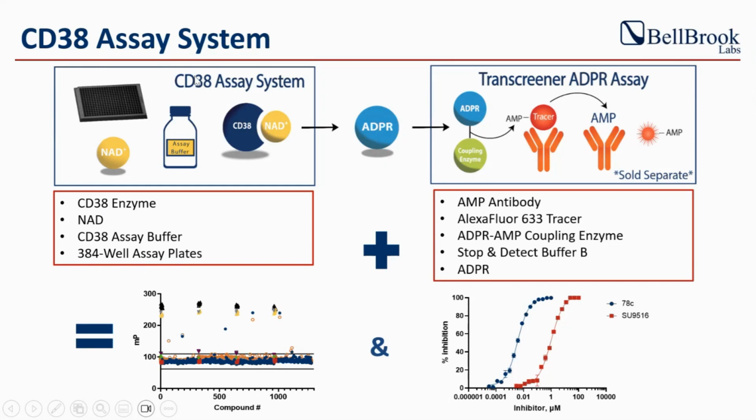And after the enzyme reaction is done, then you can use the ADPR assay kit where we have everything for detection: the antibody, the chaser, the coupling enzyme, stop buffer to stop the assay, and then ADPR to produce the standard curve. So really, with these two kits, you have everything to run the assay, from materials down to protocols, that you need for your applications.